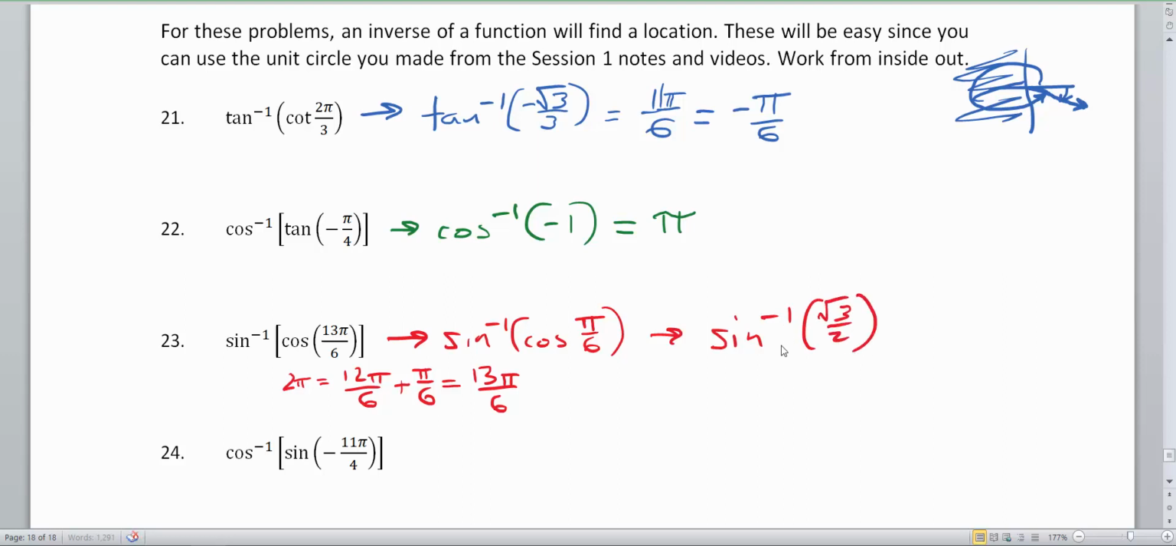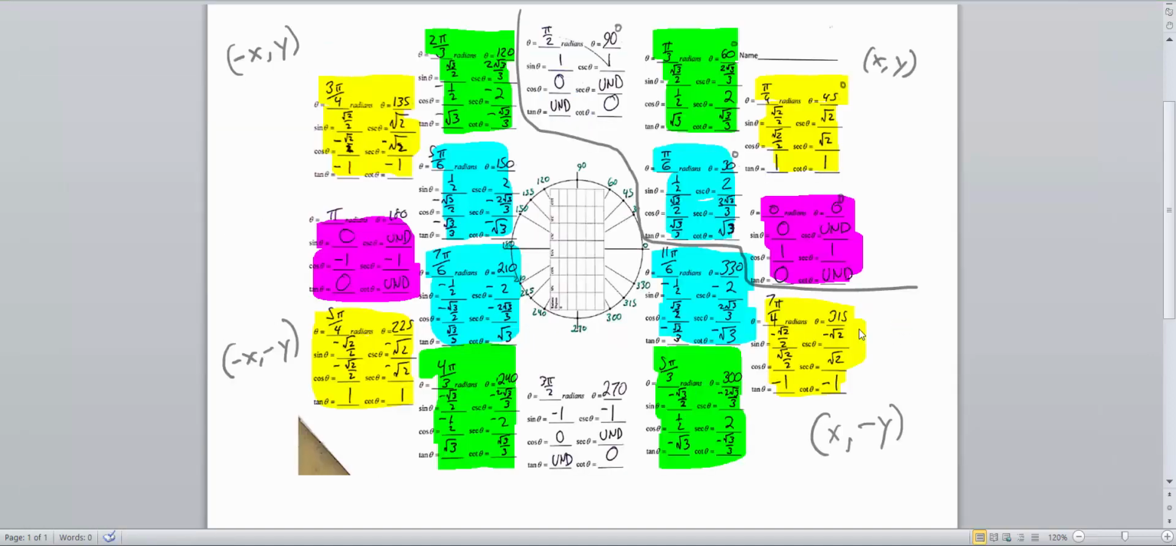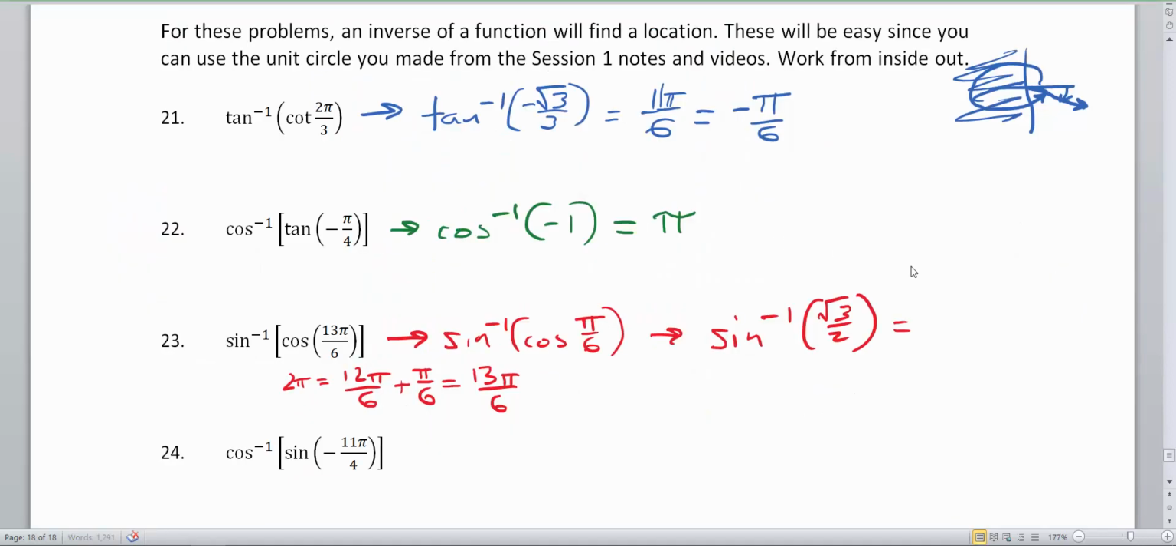Inverses look for locations. So this inverse sine is saying, where in the first or fourth quadrant is the sine value equal to square root of 3 over 2? And it can't be pi over 6, it's pi over 3. See, here's my sine at square root of 3 over 2. So my answer in this problem is pi over 3.